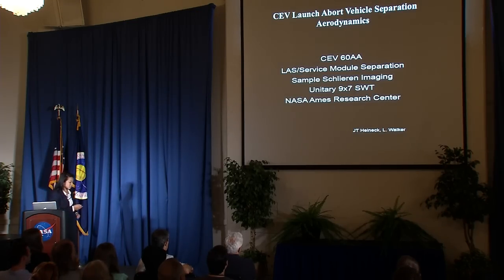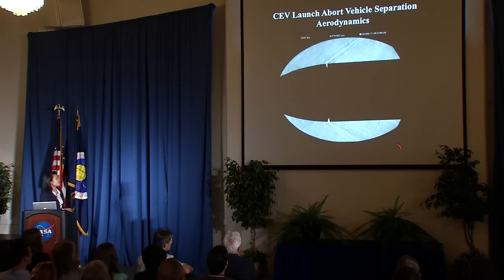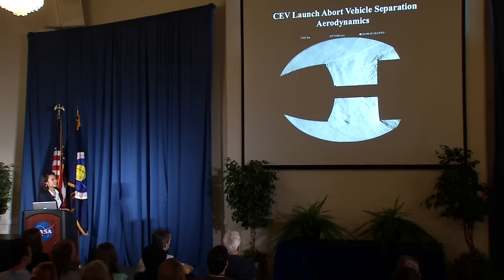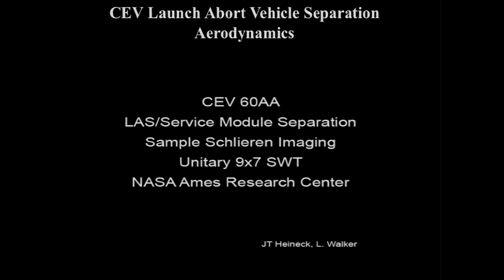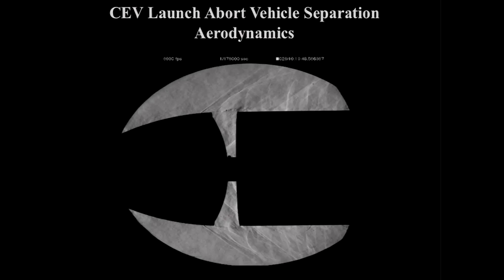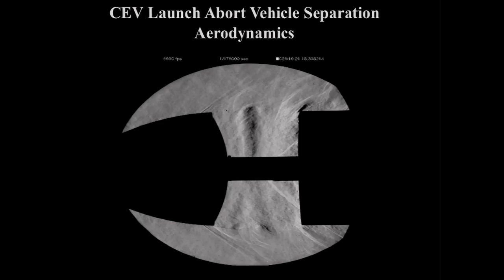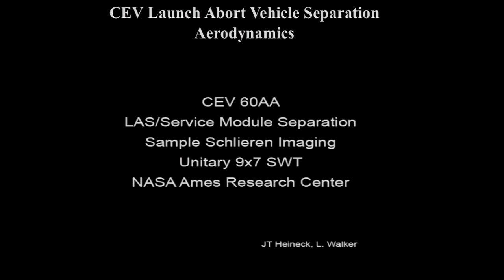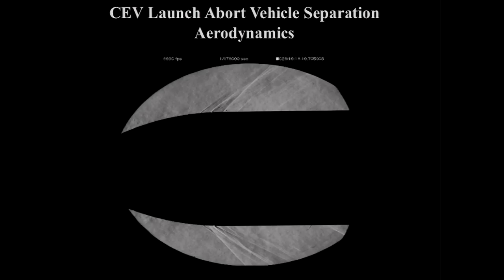Here's a Schlieren photo of the separation, and you can see the rapid changes in density, and how dynamic the environment is during this portion. So the crew capsule is removing itself from the rocket at about 10 Gs. That's incredibly fast and incredibly dynamic, and a lot of forces going on.